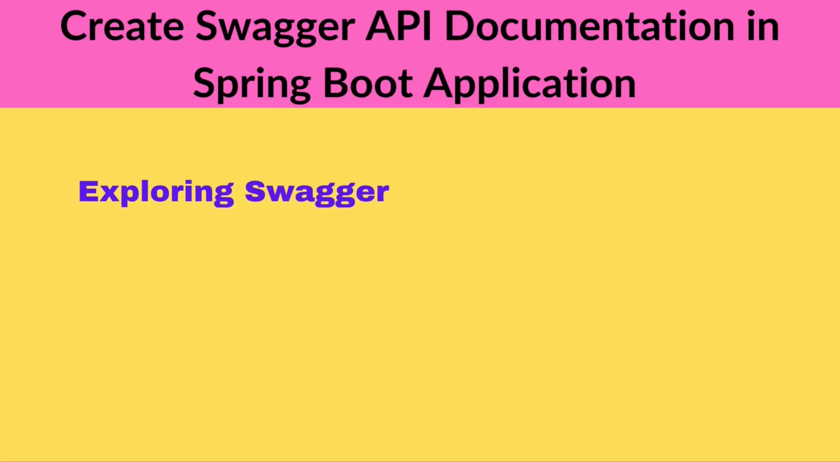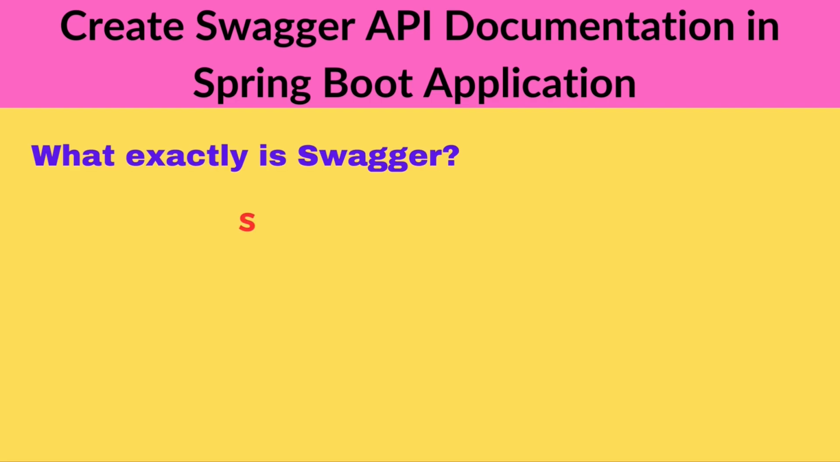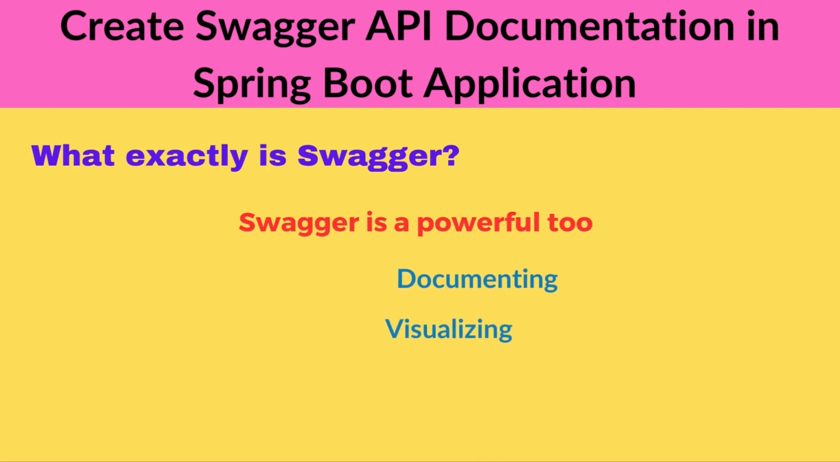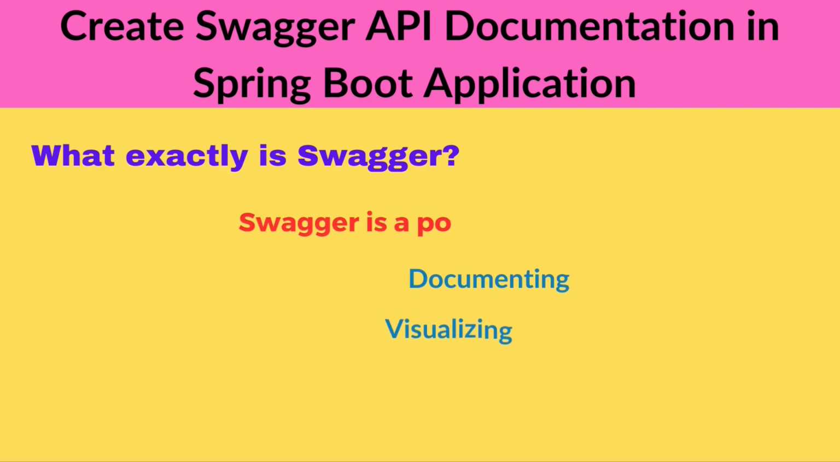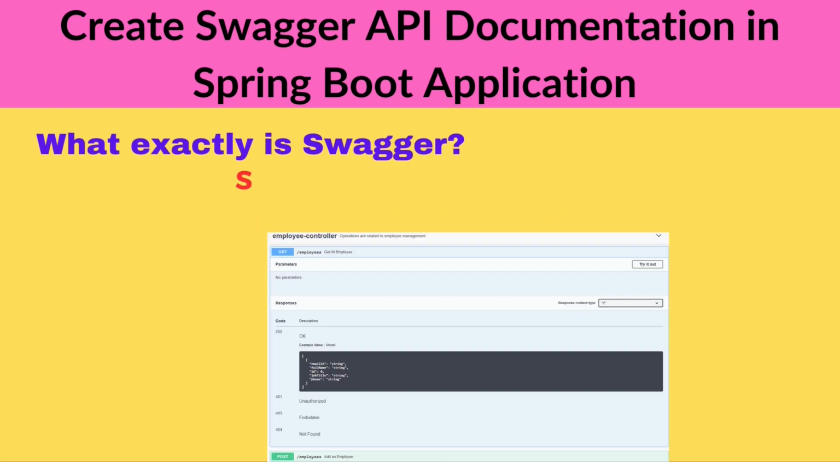Now, let's delve into the world of Swagger. But first, you might be wondering, what exactly is Swagger? In a nutshell, Swagger is a powerful tool for documenting and visualizing your APIs. It's a game changer for API developers because it not only helps with documenting your APIs but also enhances your ability to visualize them. Swagger simplifies the API documentation and provides an interactive interface for testing and exploring API endpoints.